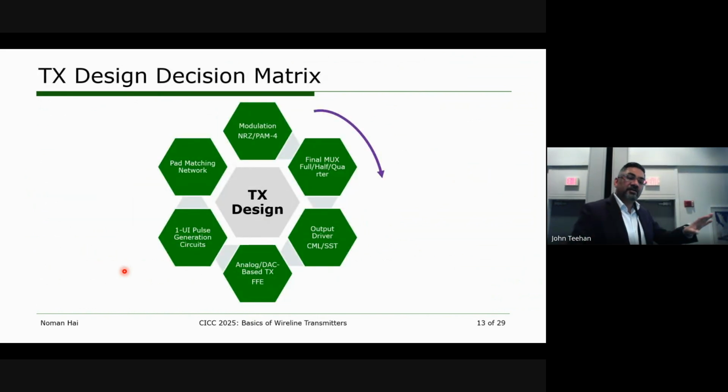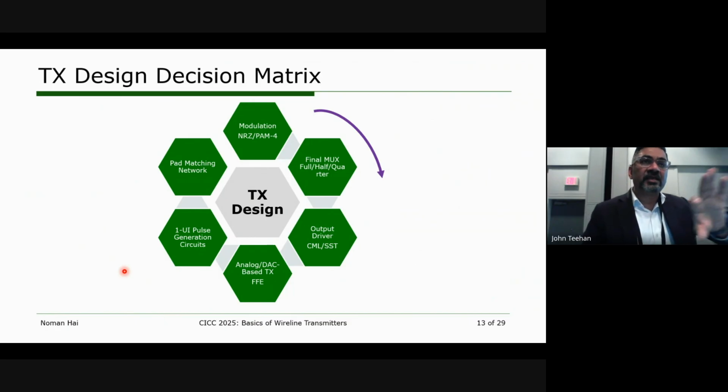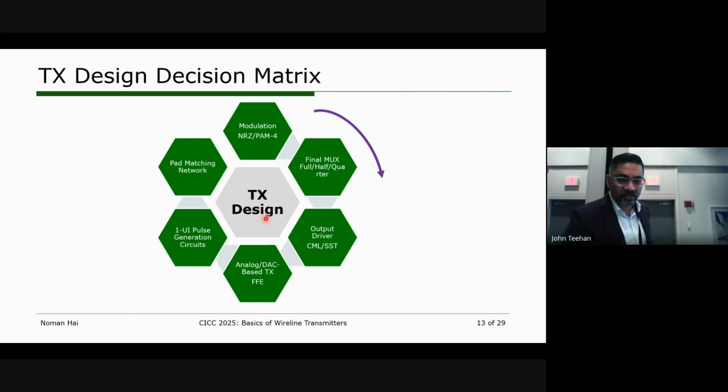So this is a design decision matrix. When we are designing a TX, usually we look into these things, not exactly in the same order, but we look at a few of these decisions. I'm just going through in a clockwise fashion. We talk about the modulation. We talk about what the final mux is. These things may look like jargon to you, but we will eventually touch base with them slowly.